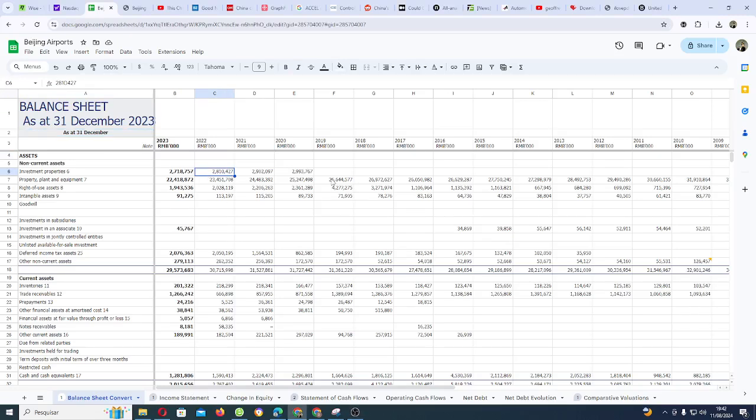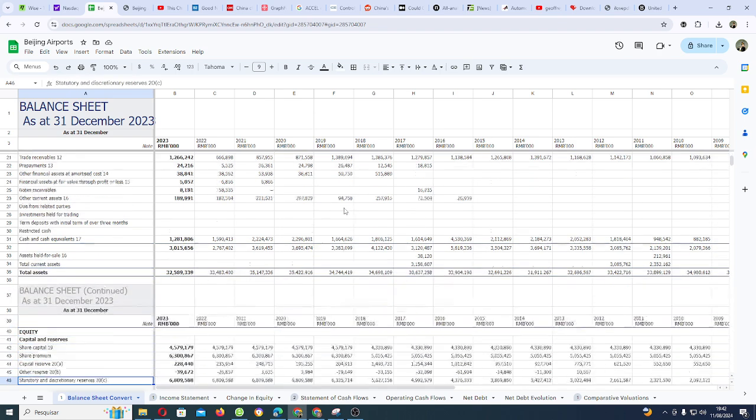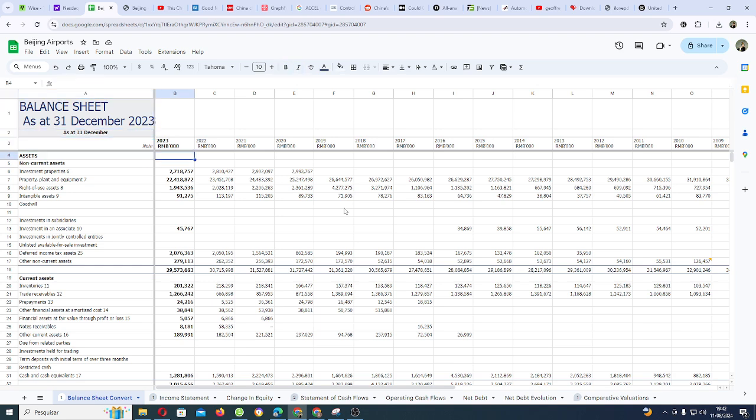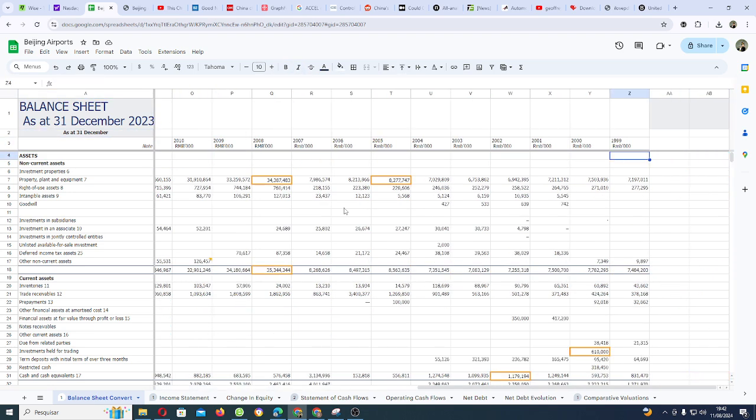So we're going to do a bit of forensic analysis, balance sheet. I think you're going to love it. Okay, so let's look at that. And let's start since the year 1999. It's going to be very interesting. This is the balance sheet of Beijing Airport. So 7 billion renminbi in assets. Okay, so what do we have here?